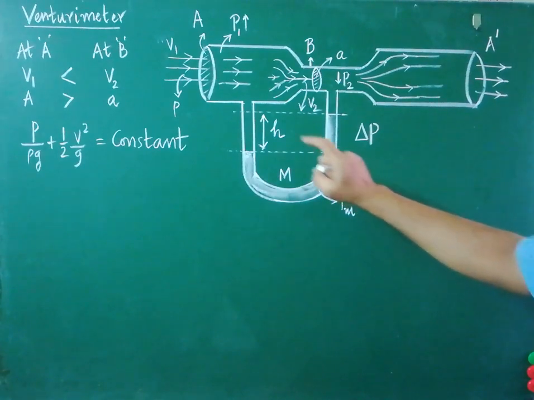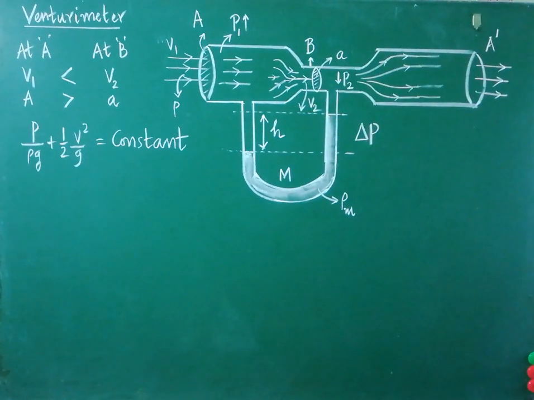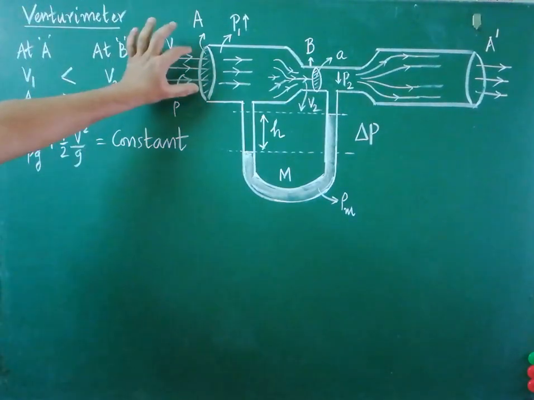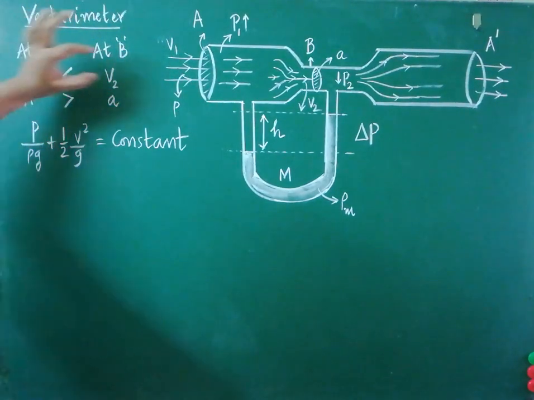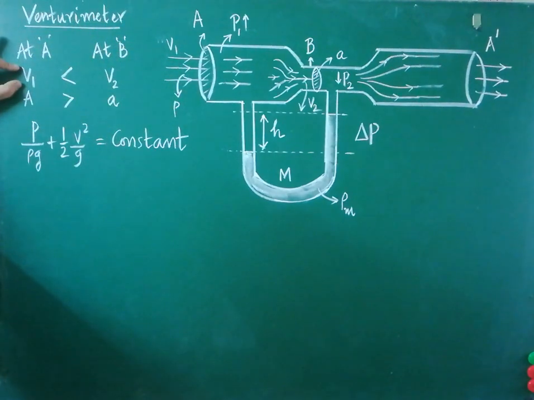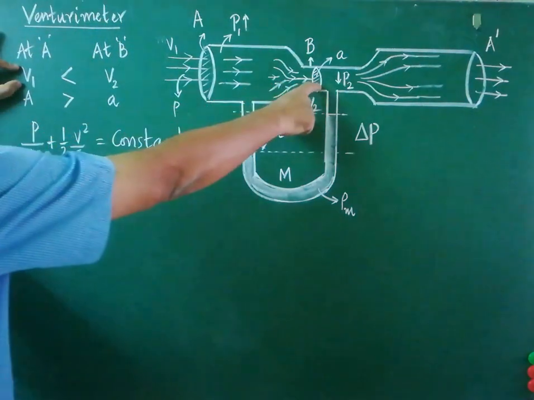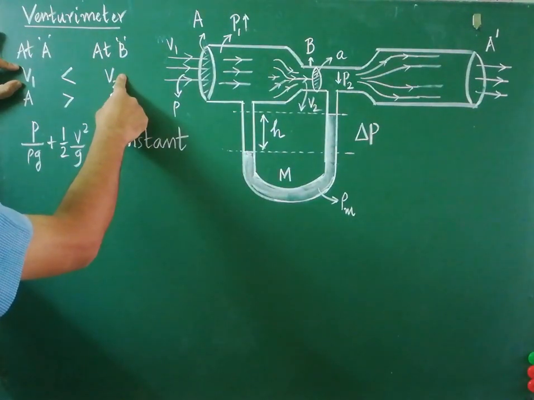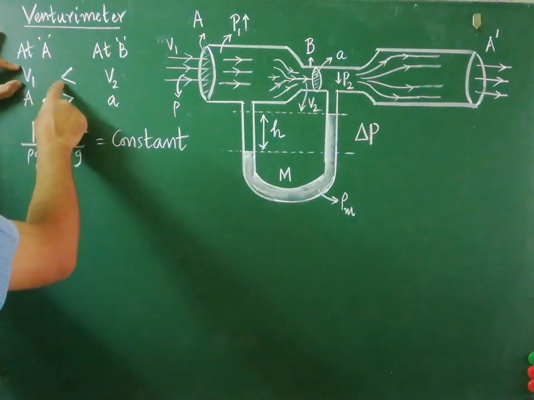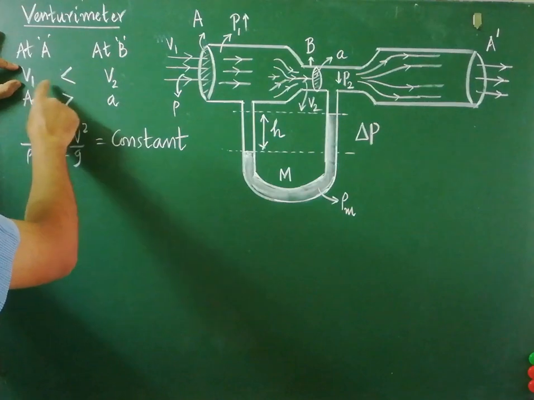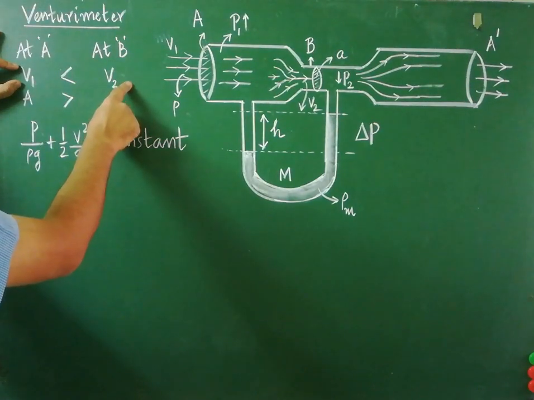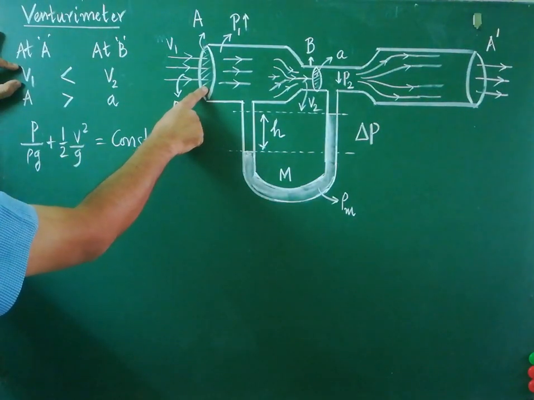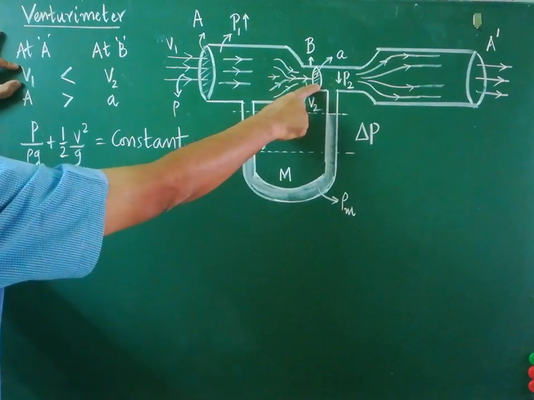To measure the rate of flow, the following steps are to be followed. At end A, the velocity of the liquid is taken as V1. At the intermediate point B, the velocity of the liquid is taken as V2. V1 is lesser than V2. How can we say V1 is lesser than V2? Here the area of cross section is more, and here the area of cross section is less.